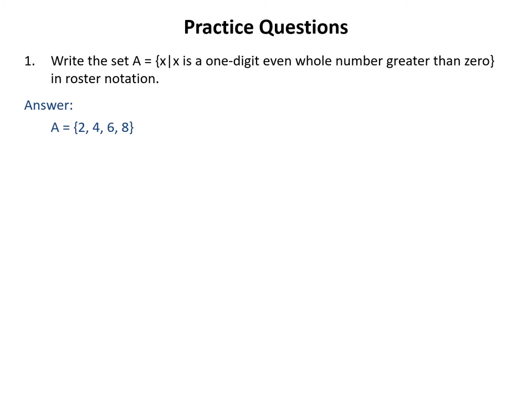So to do this, we basically just need to figure out which are the one-digit even whole numbers that are greater than 0, and then list them. So that turns out to be 2, 4, 6, 8.